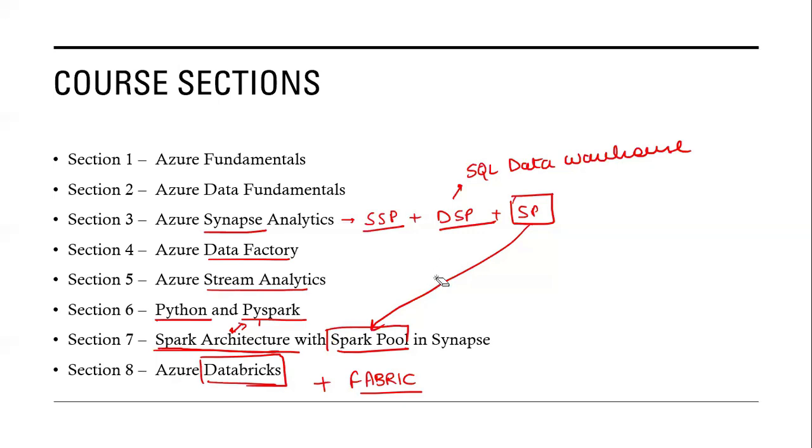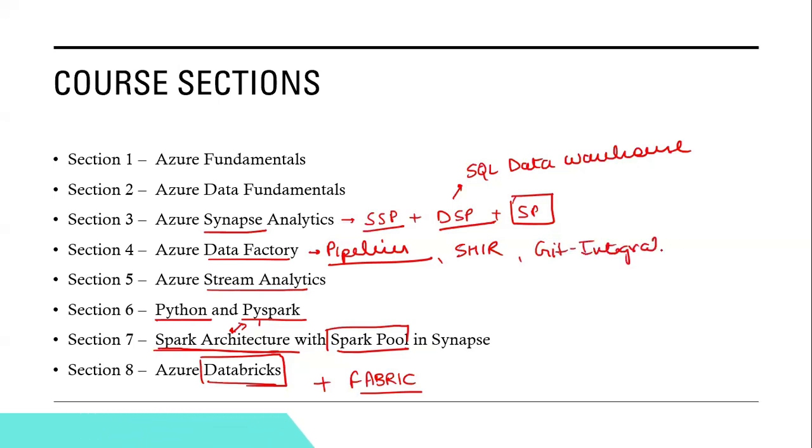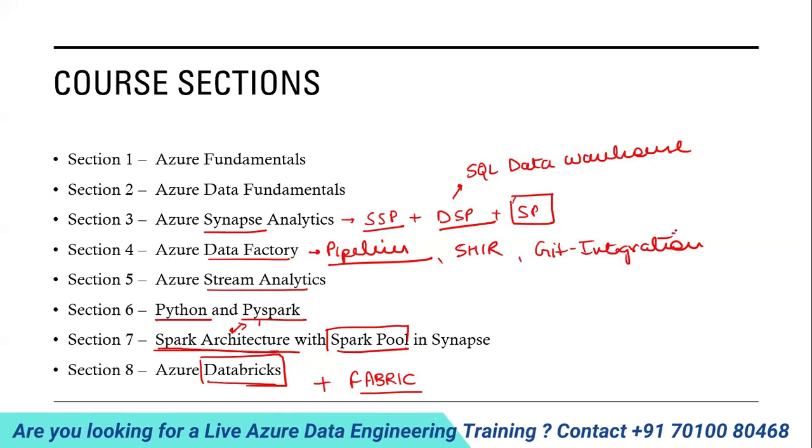Once we are done with Synapse, we'll see how you create pipelines in Azure, or data flows. So mapping data flow and everything we'll see here in Data Factory. Apart from that, we'll see self-hosted integration runtime. I'm just taking these names so that if somebody is aware of them, they may know. We'll talk about Git integration of Data Factory with GitHub: how do you integrate Azure Data Factory with GitHub, and why is there a need to integrate them? All of those things we'll see.